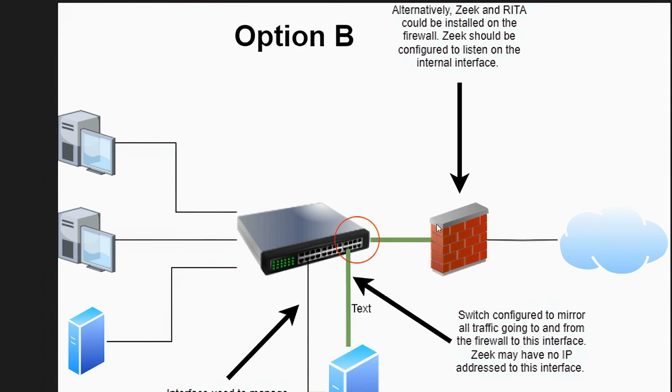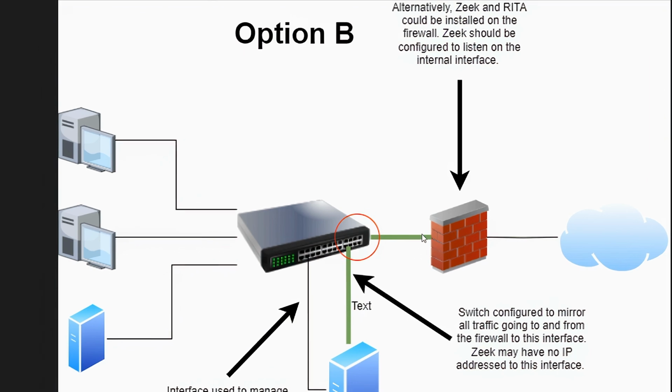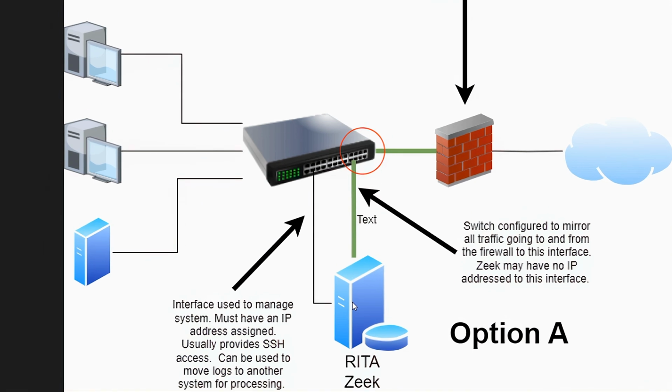If I can't modify this or if I don't want to run those tools on my firewall, I'm going to need another system with two interfaces on it. One interface is going to be used to communicate with that system. The other interface is going to be used to sniff the traffic going to the internal interface of the firewall. So I would go into my managed switch and I would set up a copy port, a span port, you know, whatever lingo your vendor uses.